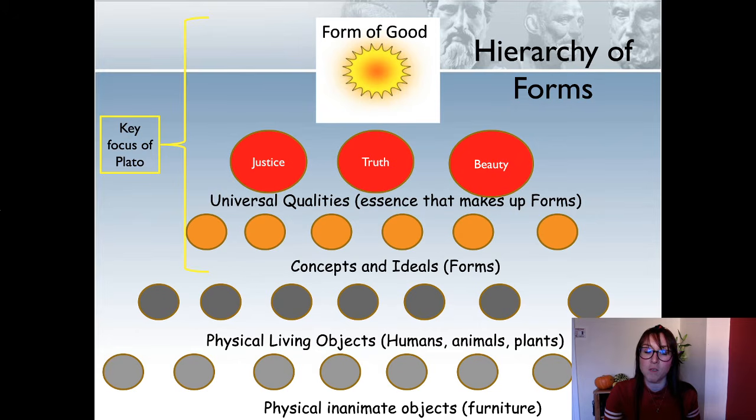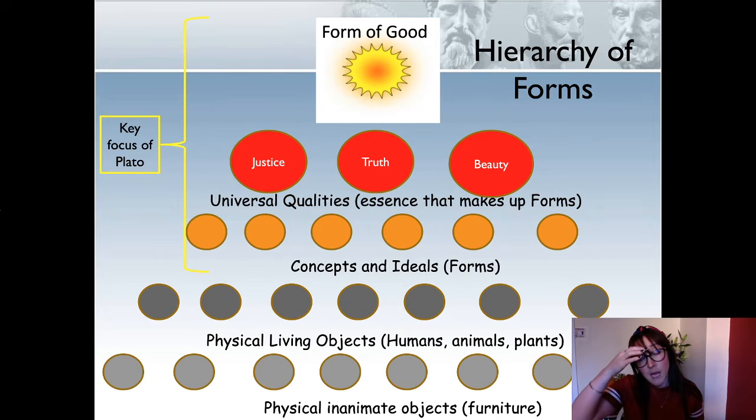Underneath then are the forms of physical living objects, so the form of a human, the form of an animal, and at the bottom, the forms of inanimate objects, like the perfect form of a table, for example. Don't forget, this is not a table with 2 legs or 4 legs. This is the idea, the concept of a table itself.